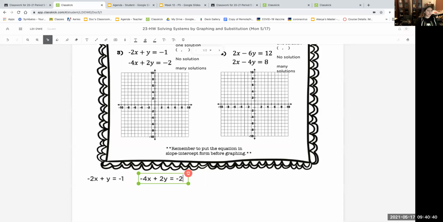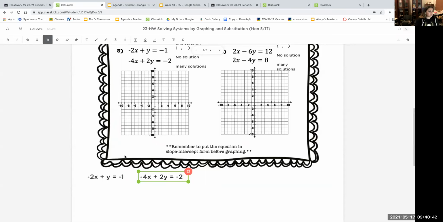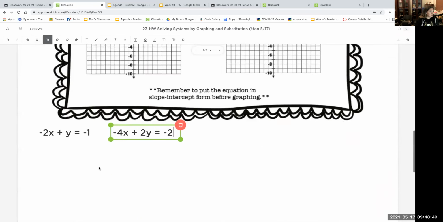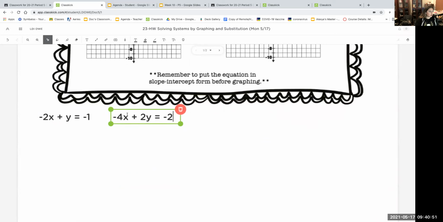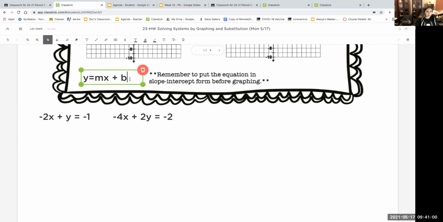Now you might be like, wait a second. Why do we have to show work on this one when we're graphing and we're not using substitution? Because these 2 right now are not solved to look like this. y equals mx plus b. It should look like that. If it doesn't look like that, then we can't graph it. So we have to make it look like this first. These are not solved for y yet. So I can do that here.